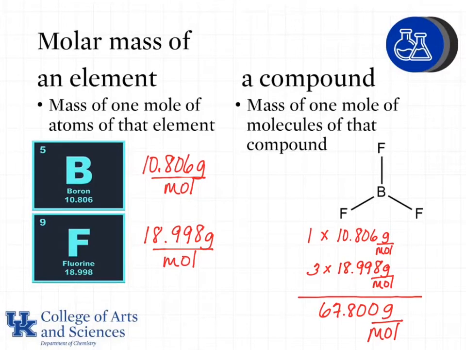What this tells us is if we had 1 mole of molecules, 6.022 times 10 to the 23rd molecules, it would have a mass of 67.800 grams.